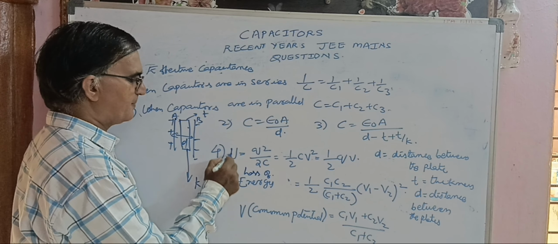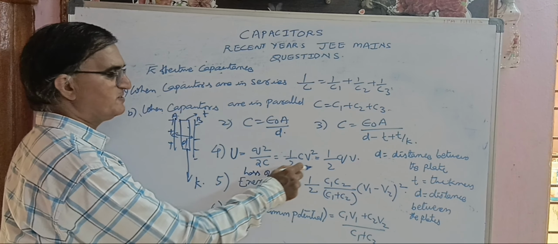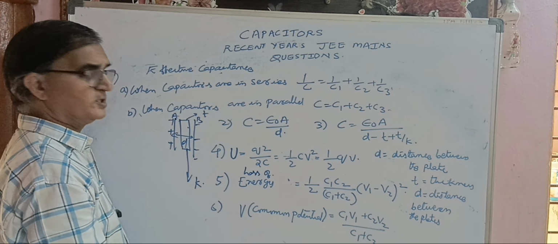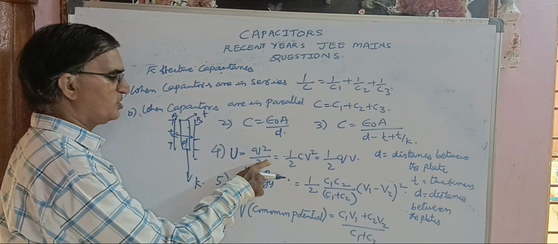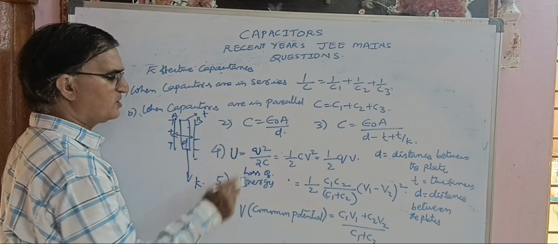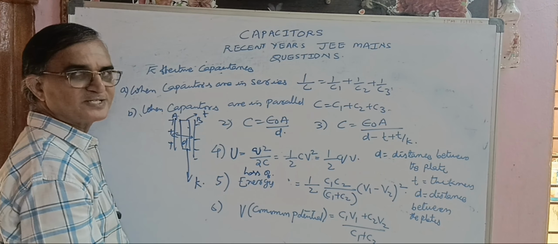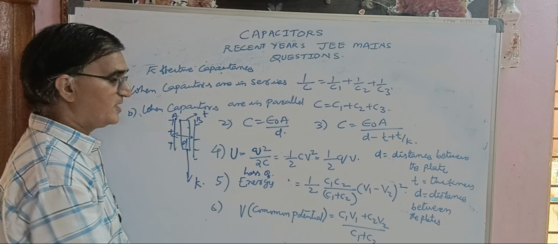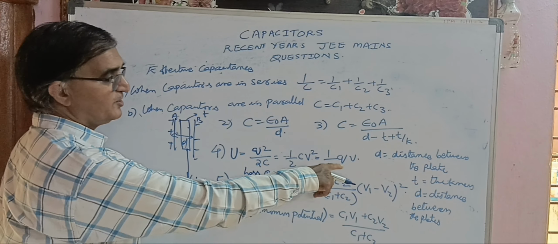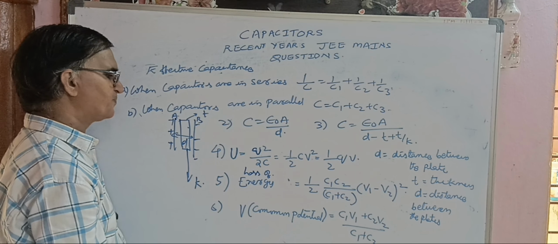Now energy stored in a capacitor is given by three formulas. One is Q square by 2C, half CV square and half QV. So depending on the situation, we are going to use these formulas. When the charge Q is given, you have to use Q square by 2C. When you have the capacitance C and V is the potential, then half CV square you have to use. When you have the charge Q and potential V, half QV you should use.